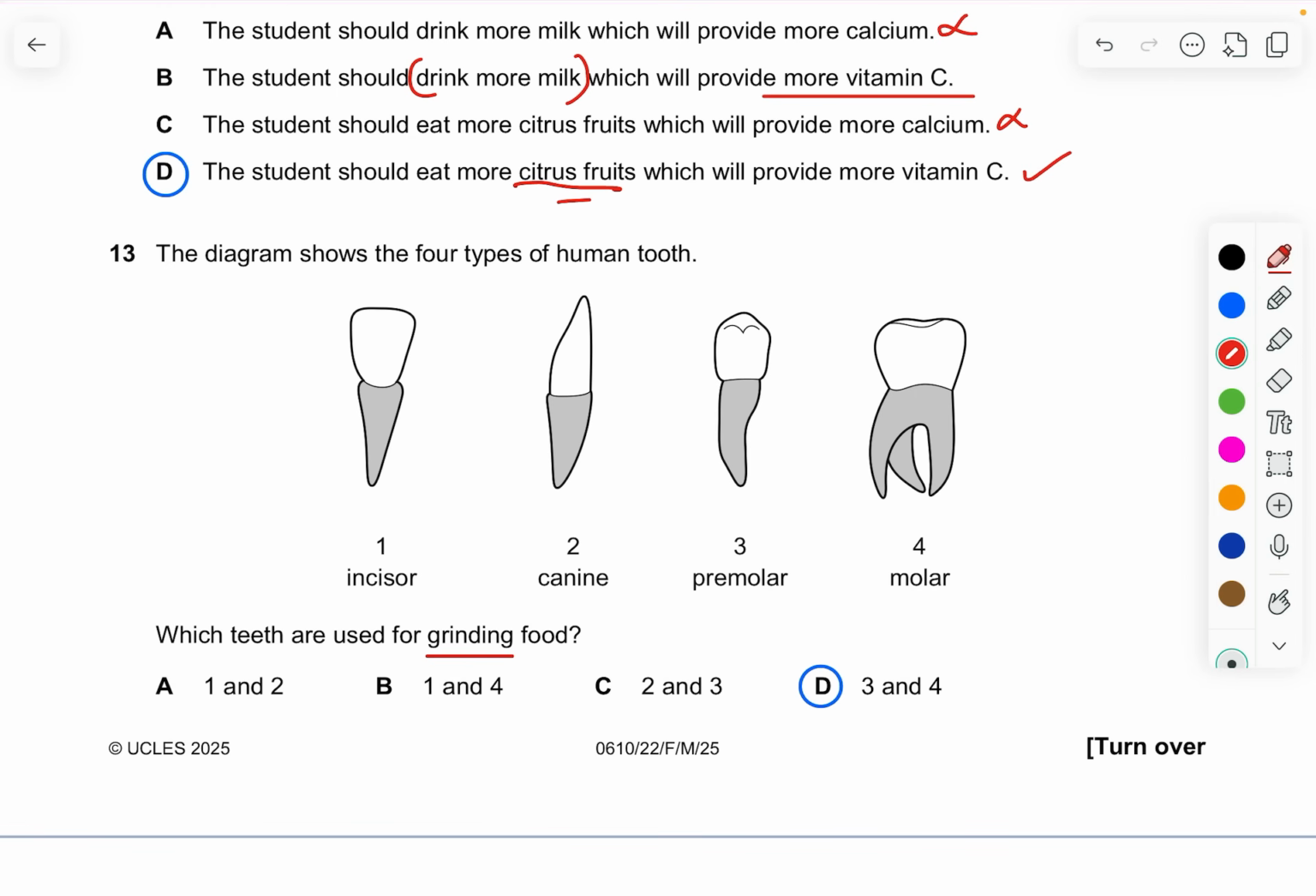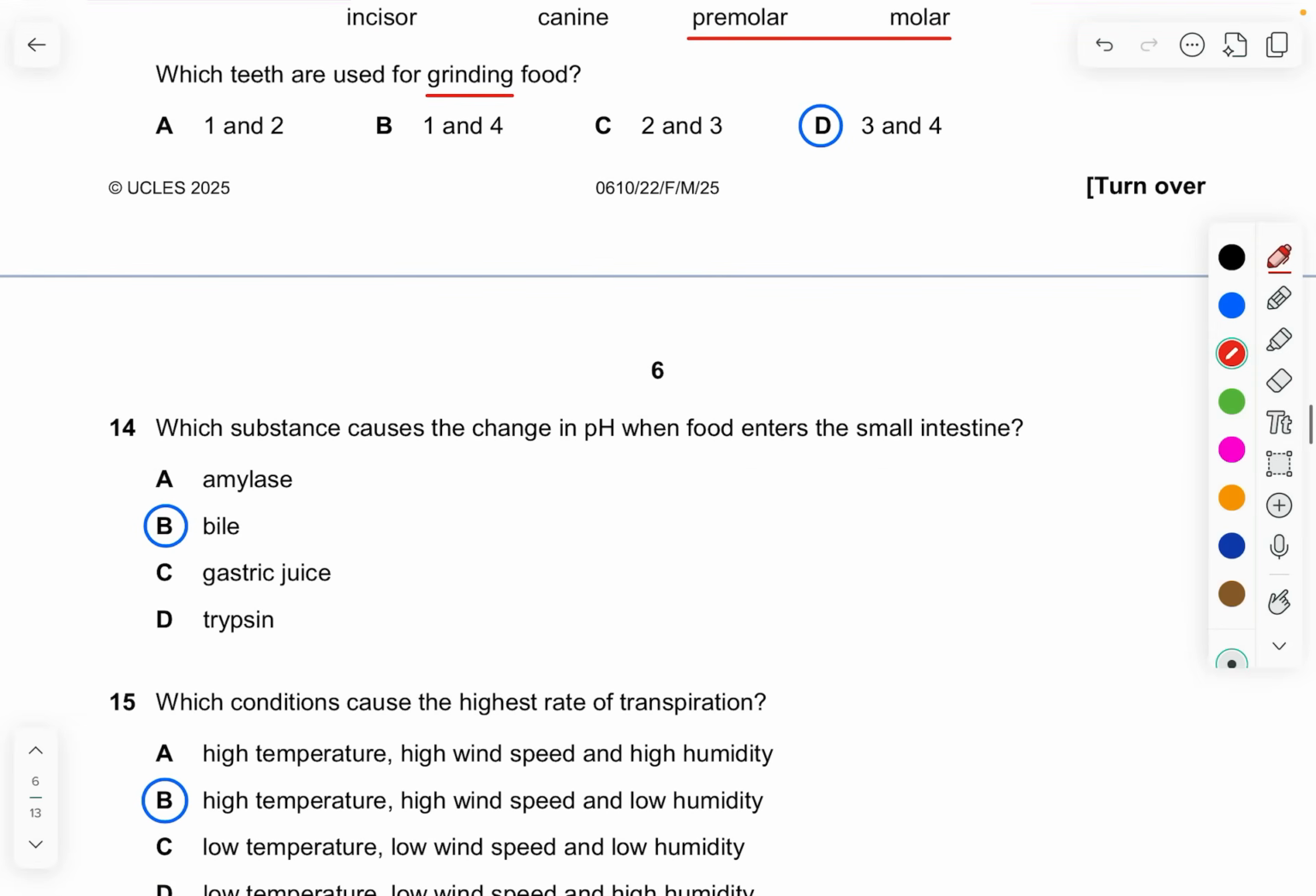This one, unfortunately, you have to know based on what you can experience and also what you have read, which generally only happens with the premolars and the molars because they have a larger teeth surface. So when you bite on it, it can easily grind anything that is much harder, which the incisors and canines cannot really do. Question 14. Which substance causes a change in pH when food enters the small intestine?